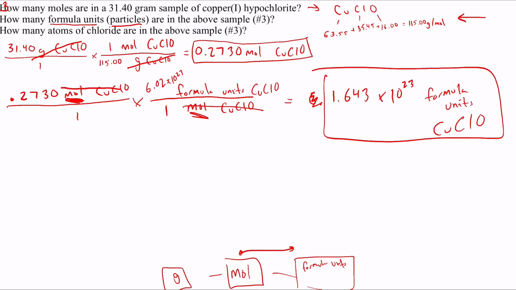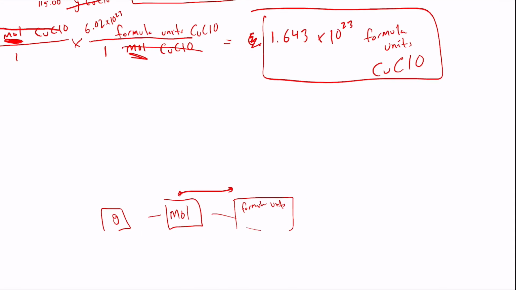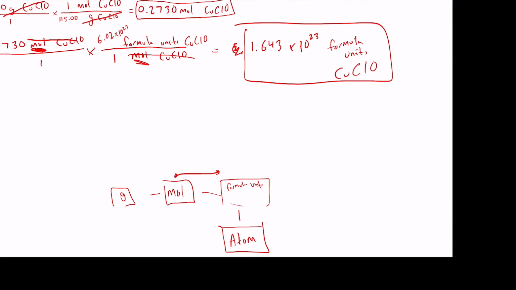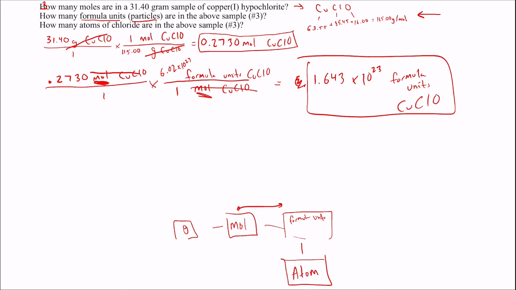It says how many atoms of chloride are in the above sample? And so if you remember from moles, you can then go to atoms. And so for this one, you just have to figure out how many atoms are in each formula unit. And luckily in this one, there's just 1 of each. Okay, so let's keep going with this one. I'm going to start with 1.643 times 10 to the 23rd, since that's the closest to atoms.